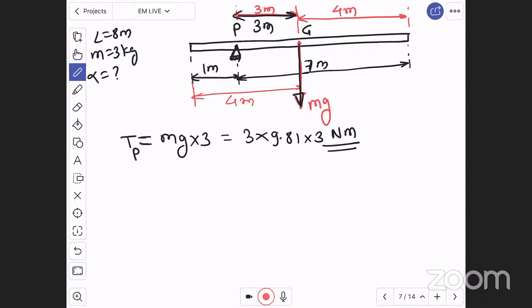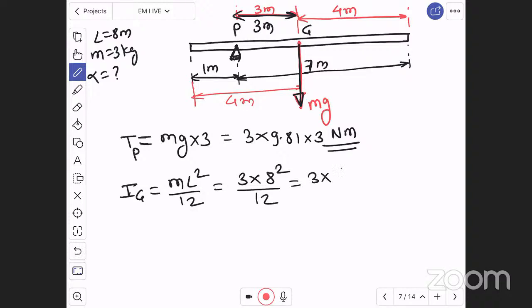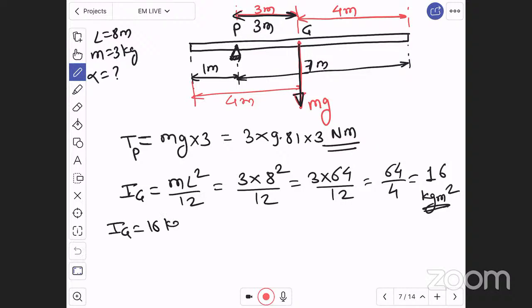My dear students, we know that for a rod, I about G point is ml square by 12, which is the mass of the rod 3, length of the rod 8 square, divided by 12, right? That is 3 into 64 divided by 12, which we have learned. Simple. So 64 by 4, which comes to 16 kg meter square. This is I about G.